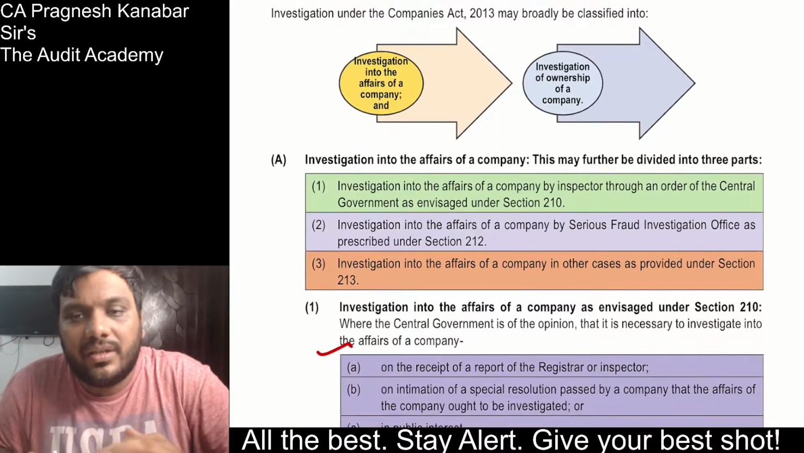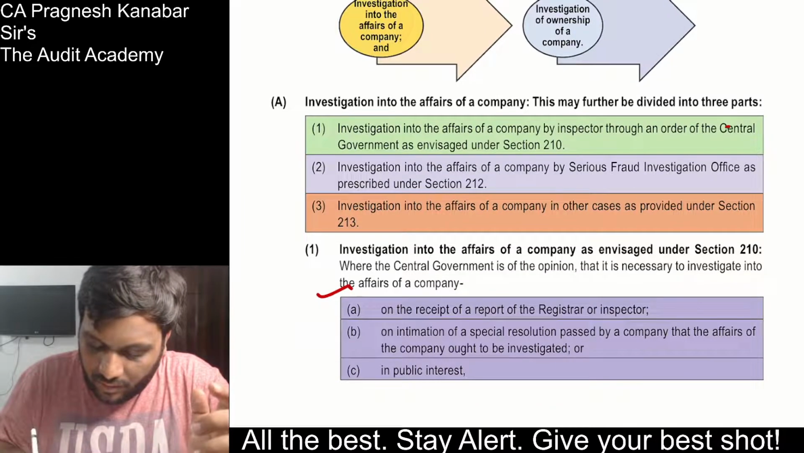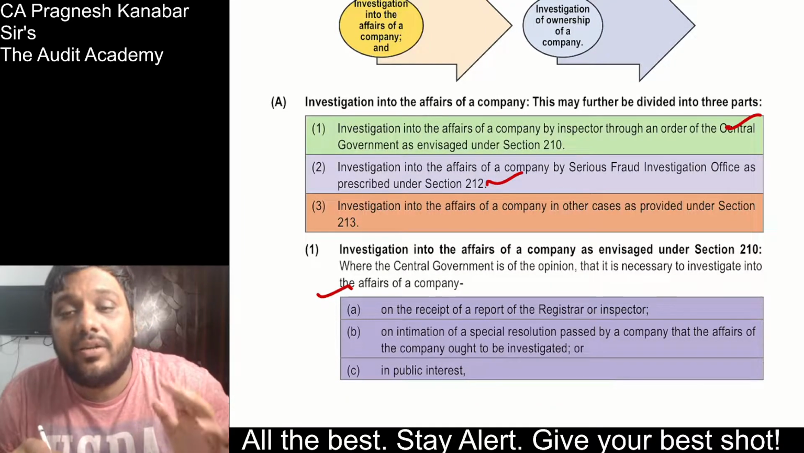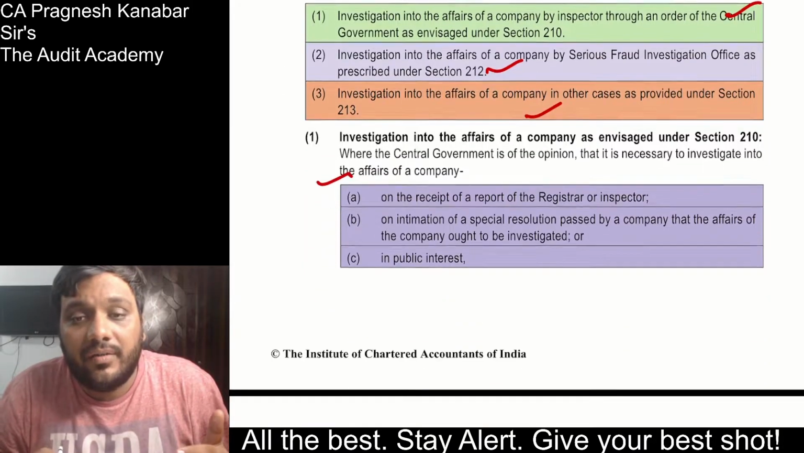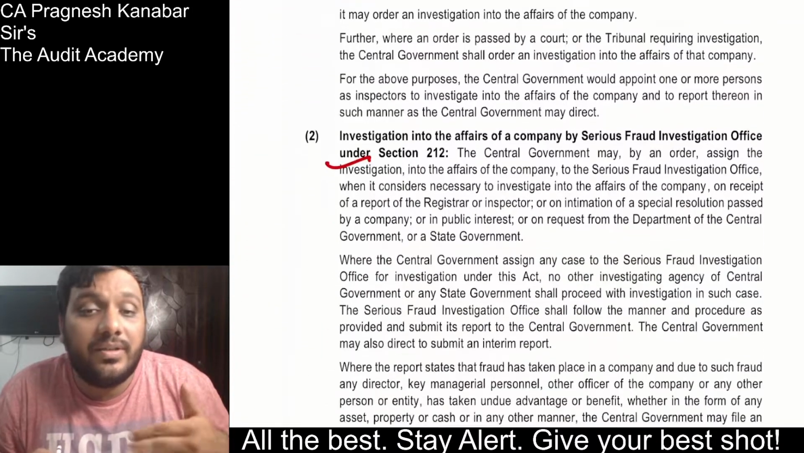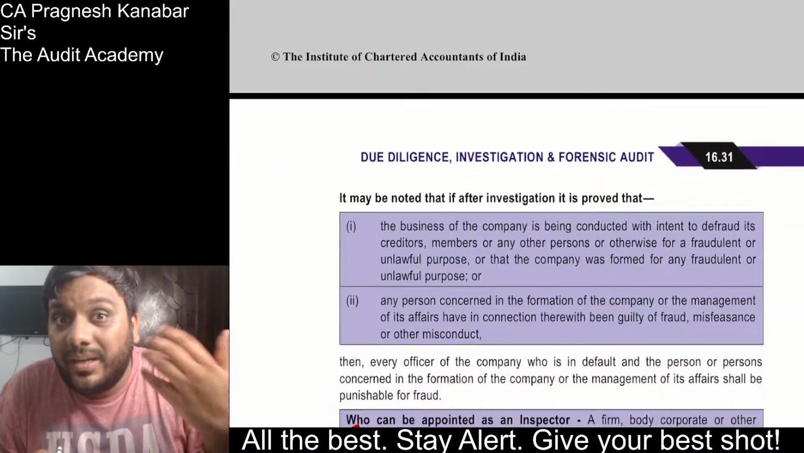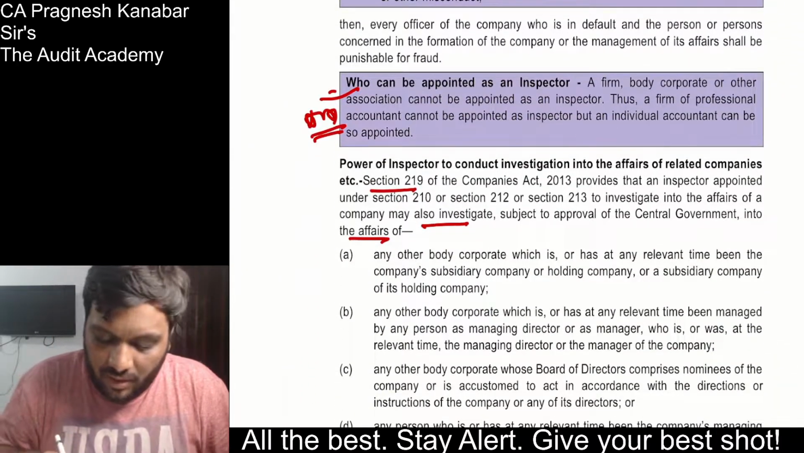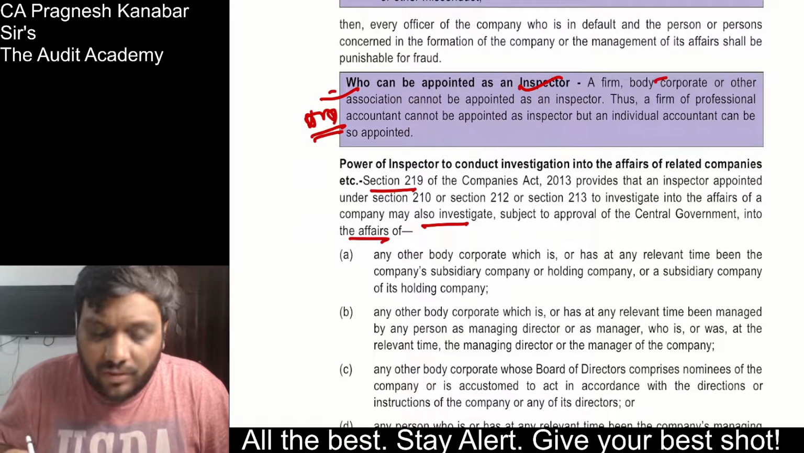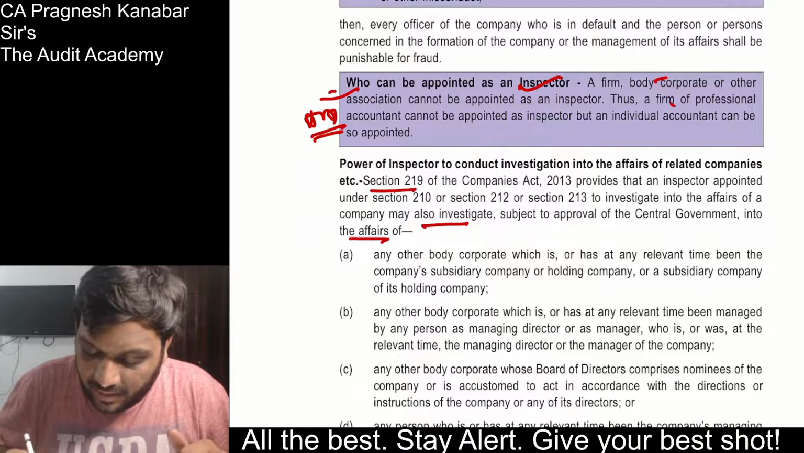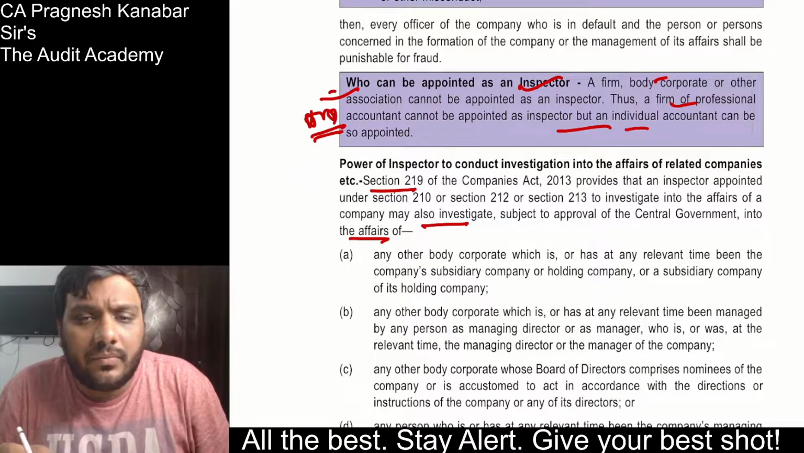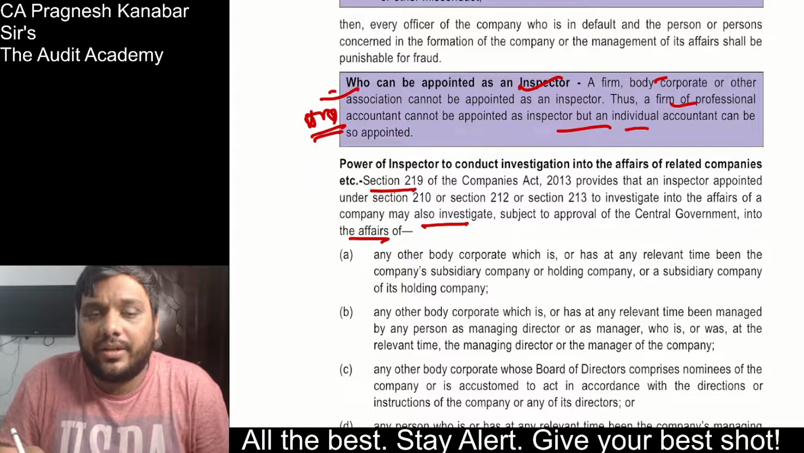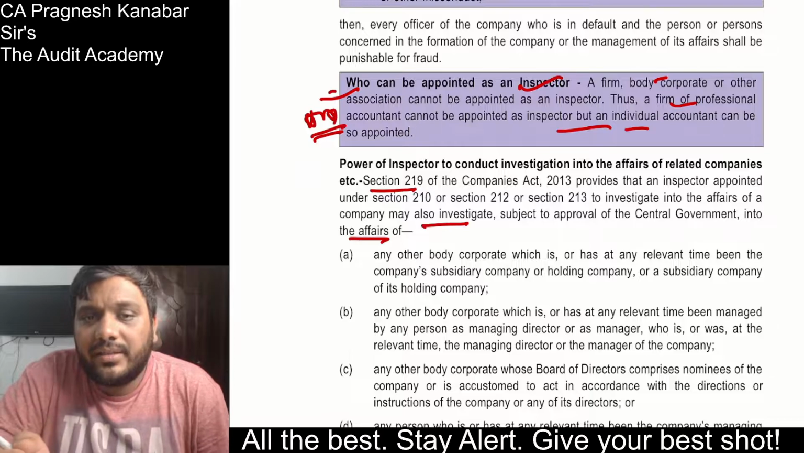When can such investigations happen? Like section 210 on the order of the central government, 212 transferring it to SFIO, the Serious Fraud Investigation Office, 213 tribunal ordering investigation, and when it can happen. Then 216 investigation into ownership. Achha, when it can happen. In these sections it is given who can be appointed as inspector. A firm, body corporate and such are not allowed to be appointed as an inspector. Only an individual accountant can be appointed as an inspector. Basically an individual chartered accountant, yes, not the firm or LLP. It is an individual person who can be appointed as inspector.